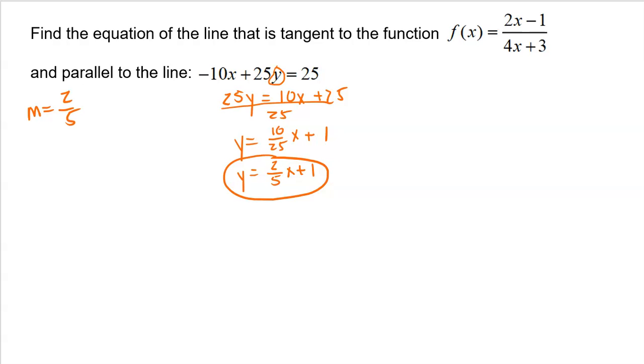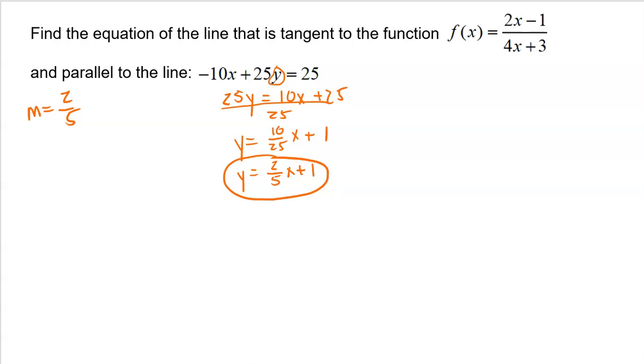So the question is, what is the point of tangency, right? Because I know that there's millions of lines that have a slope of 2/5, but I want the very, very specific line that is also parallel to this given line, or excuse me, tangent to this given function. So I got my slope, which allows me to be parallel, but now I need the point of tangency. So once again, that's what the derivative is for, right? The derivative, you plug in x, you get the slope. But if I already know the slope, I can solve backwards to find the x, the point of tangency.